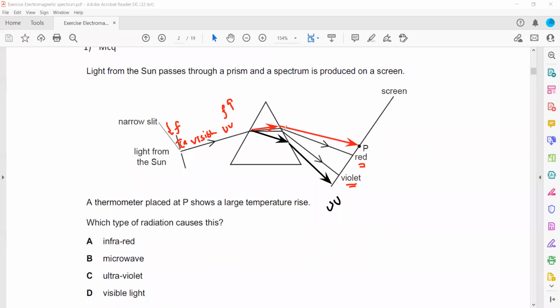So in the question, a thermometer is placed, and a thermometer is used to identify or measure or detect the heat radiation. So a thermometer is placed at P, and that shows a large temperature rise. So why a large temperature rise? Because a thermometer can detect which radiation? It can detect infrared radiation. That's why A is the right answer for this. Is it clear, this one?